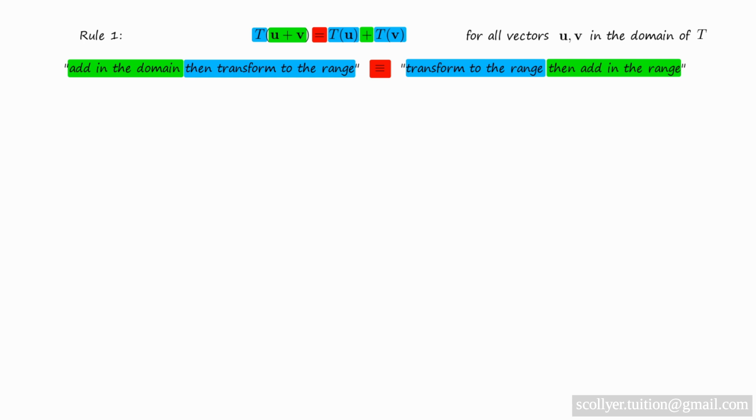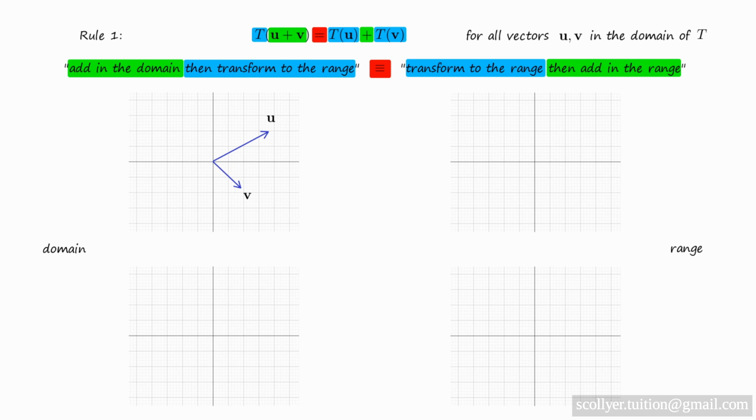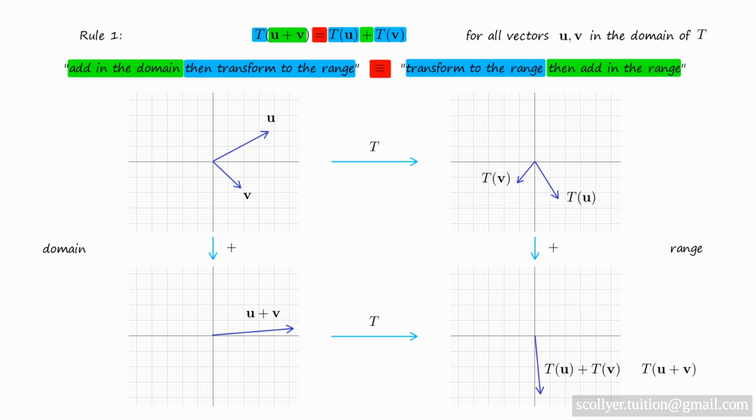And we can illustrate this statement graphically as follows. So we have two vectors u and v in the domain. We transform those vectors to the range to produce T of u and T of v. We add those two transformed vectors to produce T of u plus T of v in the range. On the other hand, we can add u and v in the domain to produce u plus v. We can transform u plus v to produce T of u plus v, and the statement above says that T of u plus T of v must equal T of u plus v if T is a linear transformation.